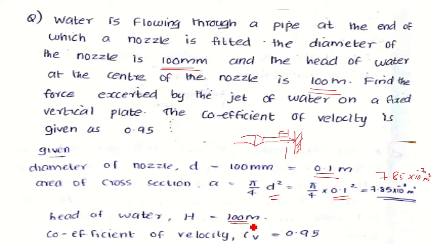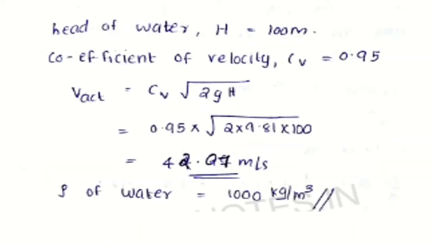as 100 meter. So from this head of water we need to find the velocity with which the jet strikes the plate. So the theoretical velocity we need to find. For finding the velocity, the data given is the coefficient of velocity CV equal to 0.95. So from these values we can find the actual velocity. Actual velocity will be obtained from the equation CV, the coefficient of velocity, into root 2 g H.